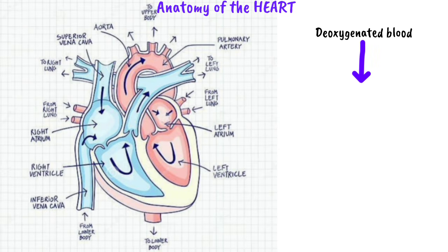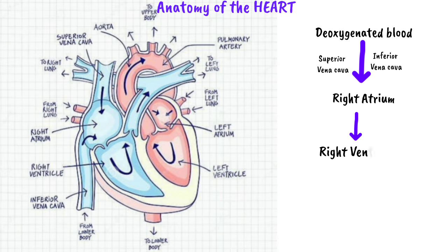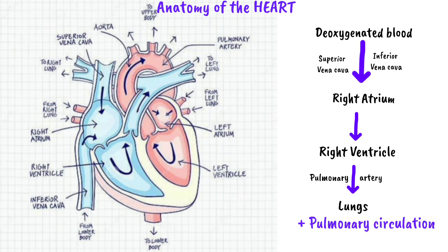The deoxygenated blood from the body flows into the right atrium through the large veins, the superior vena cava and the inferior vena cava. From the right atrium, the blood travels into the right ventricle. When the right ventricle contracts, it pumps blood into the lungs through the pulmonary artery. This process is part of what we call the pulmonary circulation, which is the movement of blood from the heart to the lungs and back to the heart.